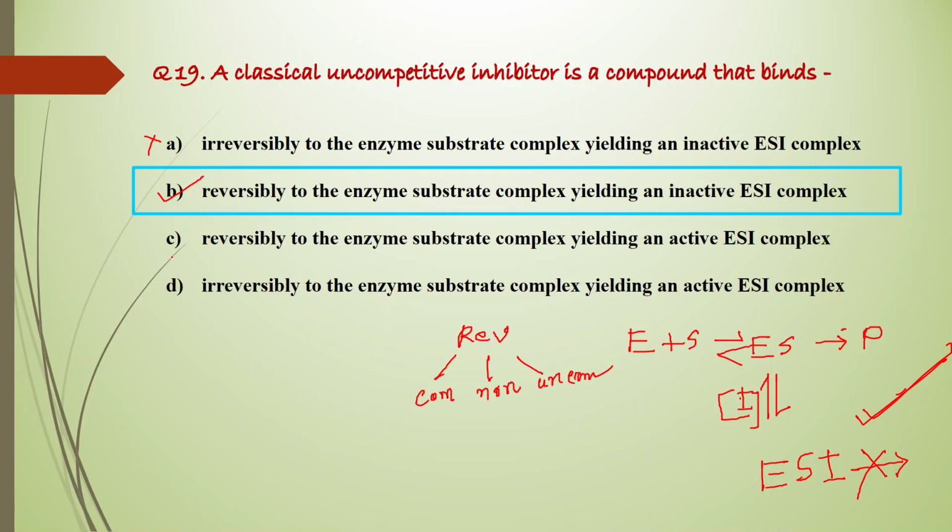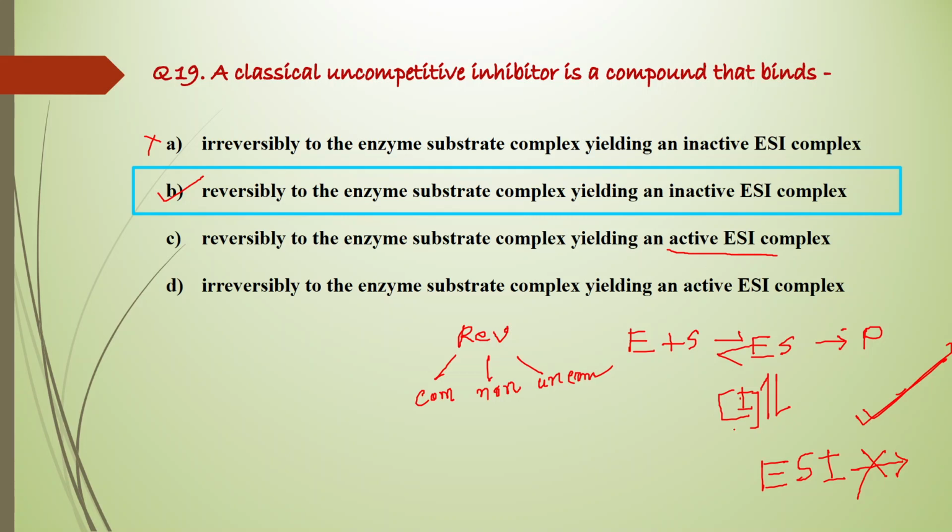The third option states the inhibitor reversibly binds to the enzyme substrate complex, giving an active ESI complex. This is the wrong part of the statement. Once the ESI complex has been formed, it is inactive because it cannot give you the product. So here the statement that the ESI complex is an active complex is wrong.